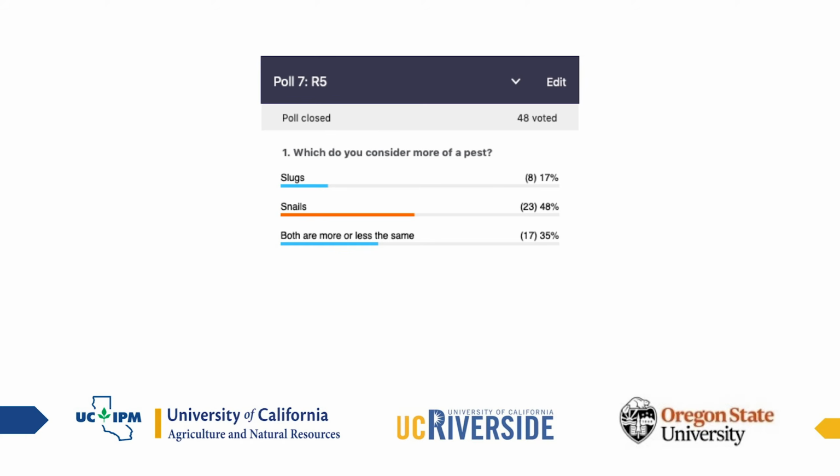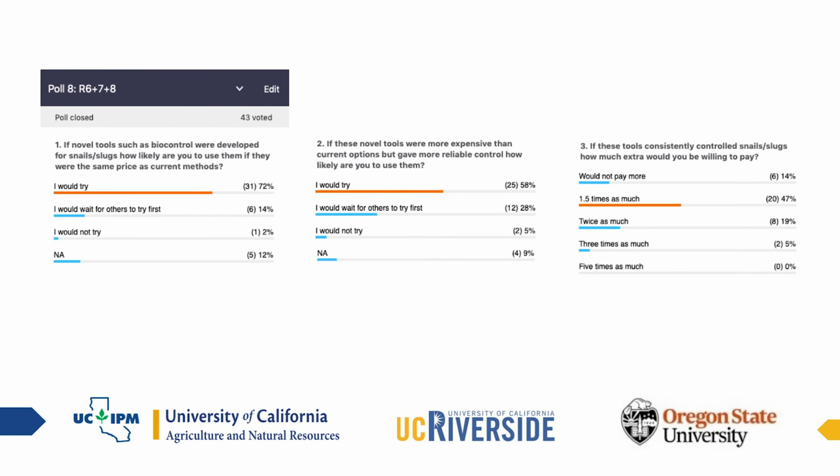Okay, great, thank you. And this last poll, I think, has 3 questions. He's going to bring that up. And so you might have to scroll down to see all 3. Okay, these questions are to do with novel tools, and if novel tools were available, such as biological control, would you be willing to use them, and so on. Okay, he's going to close this one out and bring up the results.